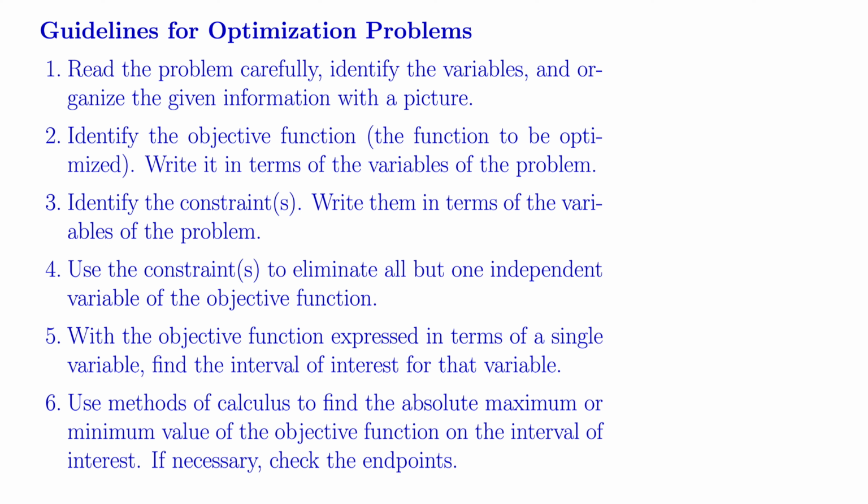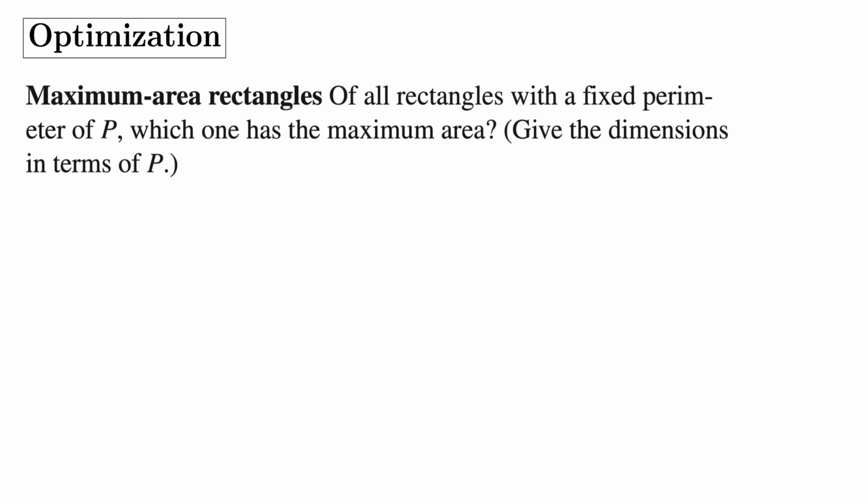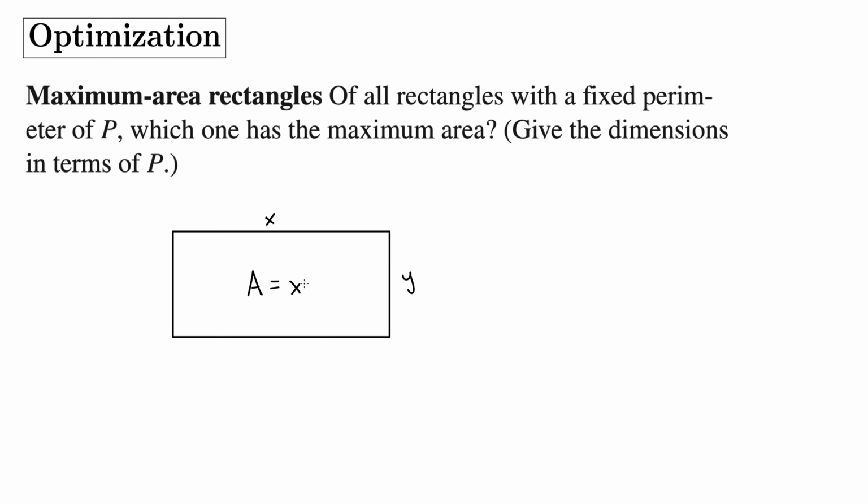Step 1 says read the problem carefully, identify the variables, and organize the given information with a picture. You do always want to draw a picture when you can. That is a definite thing. I'm always surprised at how many people try to solve optimization problems and related rates too without drawing pictures, and it's very hard to get started without a picture. Okay, so we have a rectangle. Let's call these dimensions x and y. And then we have our area, which is what we're trying to optimize, x times y.